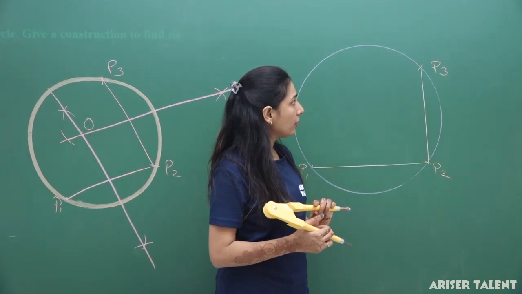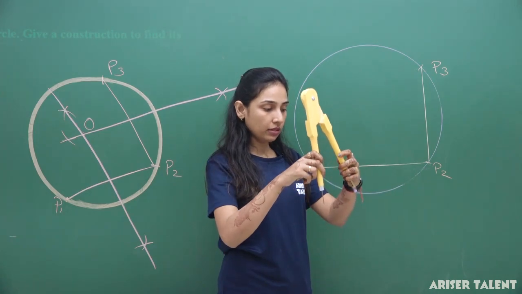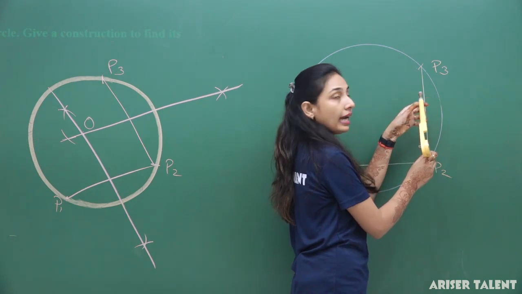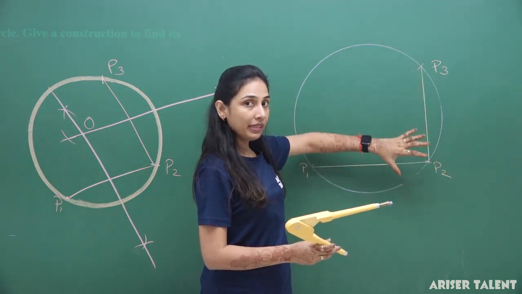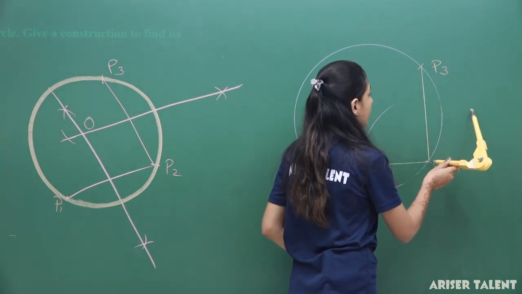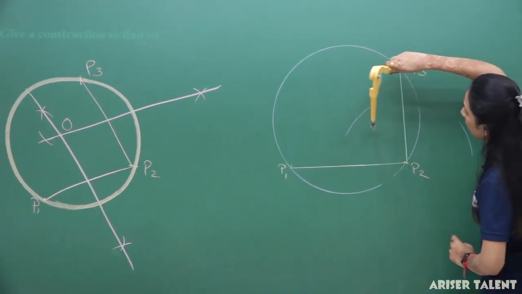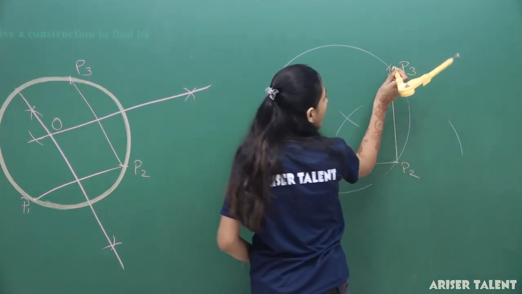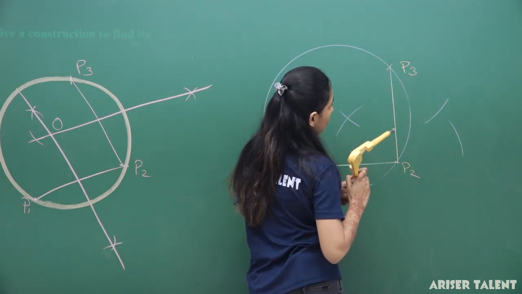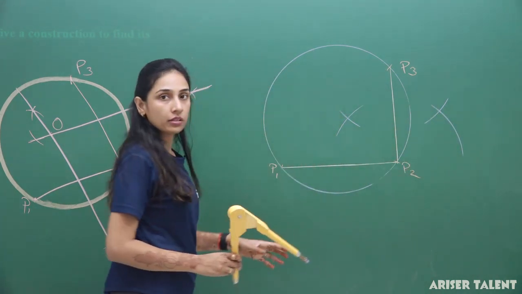Whenever you are constructing the perpendicular bisector of any line, what you have to do? You have to open this compass to more than half and less than the complete length. Okay, so more than the half is something like that. So we'll cut a mark here and a mark here, right? And from this point P2, we'll be having a mark here and another mark here. So these are the 2 points, right?